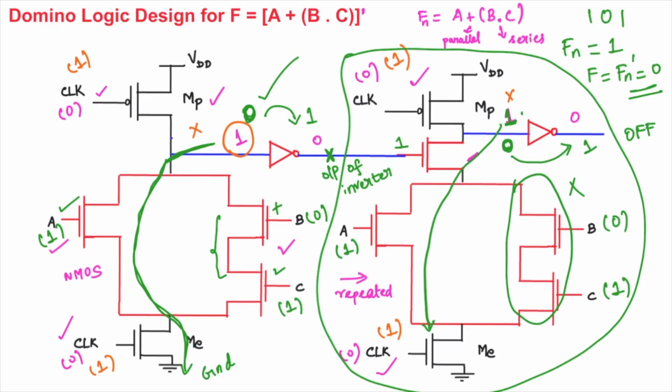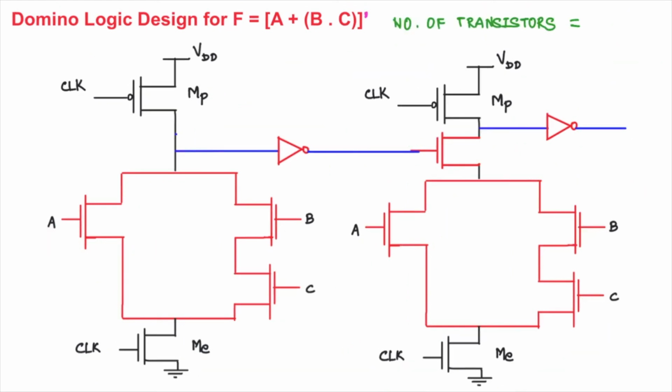So a single clock is used to both pre-charge and evaluate all the gates within the logic block. That is the advantage of domino logic design. Now our final objective is to compute the number of transistors required. Here, since it is a cascading stage, we have considered the number of cascading to be a two-stage cascading problem.